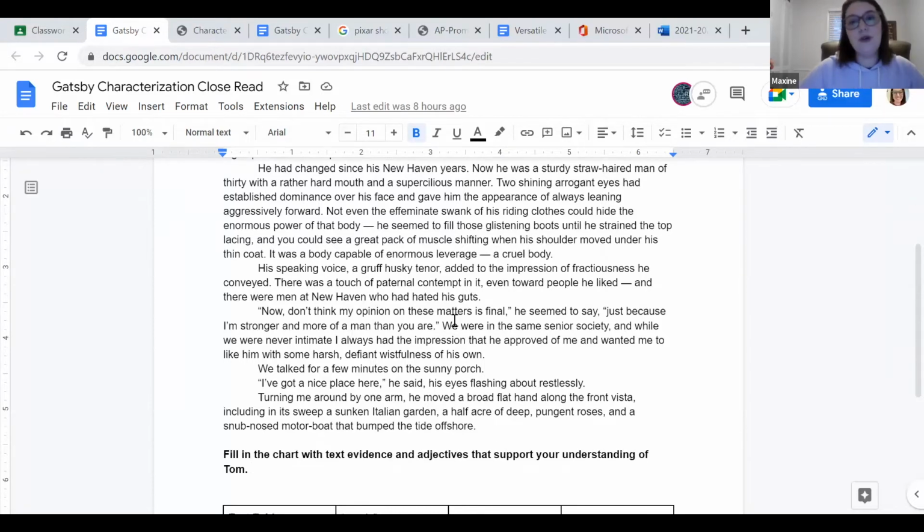So if we had to put an adjective with the description of cruel body, how might you describe him? If we could just sum that up in one word. Intimidating? Okay, yeah, I think so. You could say intimidating, or he has this overpowering presence, right? It says he's always leaning aggressively forward, you know? Yeah, I think so.